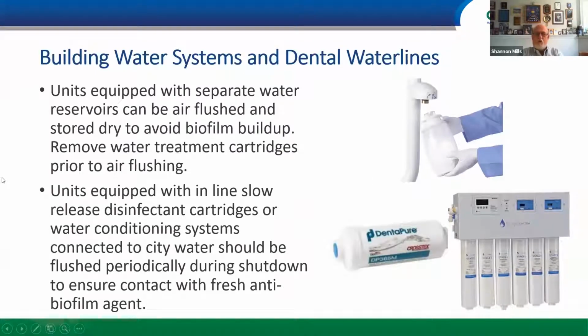Units equipped with separate water reservoirs, if you have those, this is what you should have done before, and if you haven't, hopefully you did. I recommend with water reservoir-based units, take the little straw device, if you have one of those, take that off and just flush the unit dry. That'll help reduce biofilm buildup. And you need to take those iodine or silver cartridges off. When you do that, just put the regular straw back on.